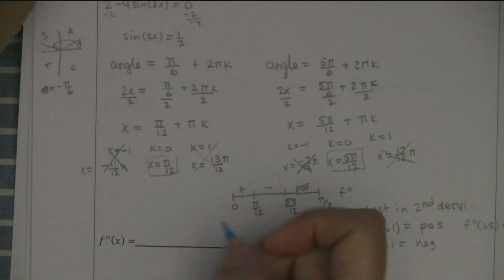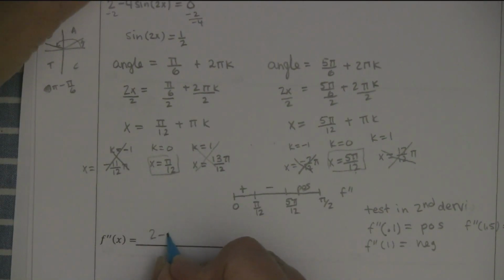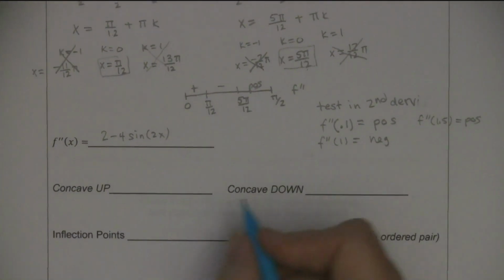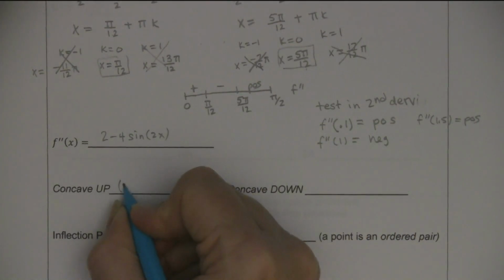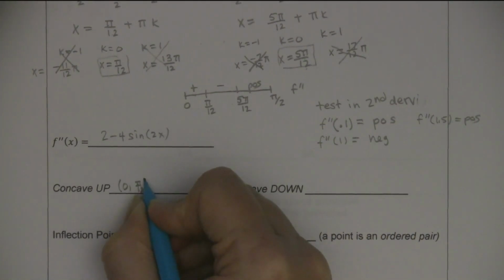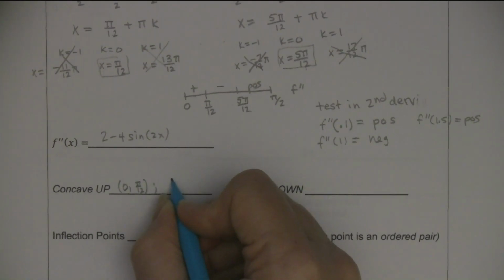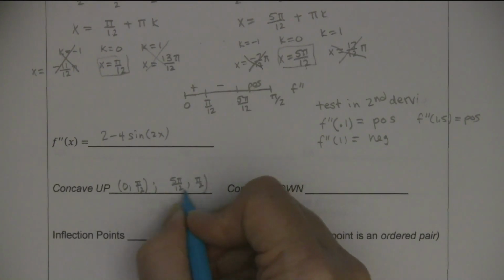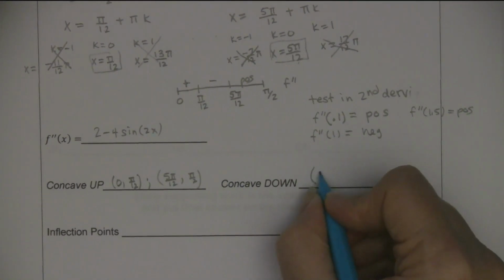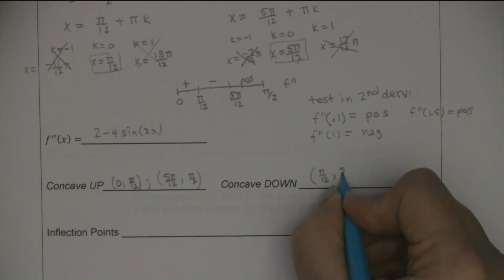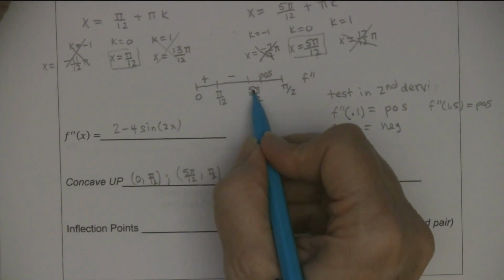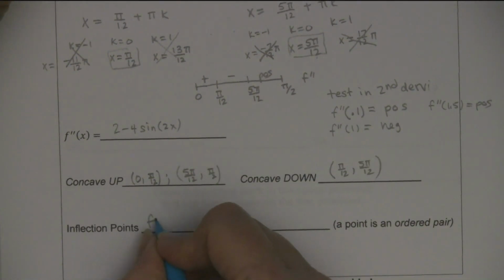So they asked me what my second derivative was, and it was 2 minus 4 times the sine of 2x. And then they asked me when it was concave up. It was concave up from 0 to pi over 12, and also concave up from 5 pi over 12 to pi over 2. And then when was it concave down? It was concave down from pi over 12 to 5 pi over 12. And what are the inflection points? This is an inflection point, and so is that. So f of pi over 12 is an inflection point.